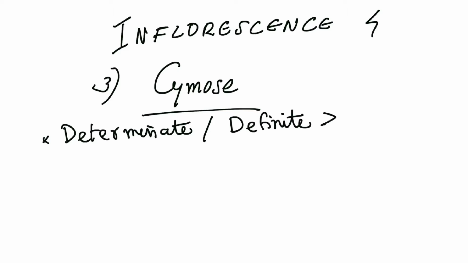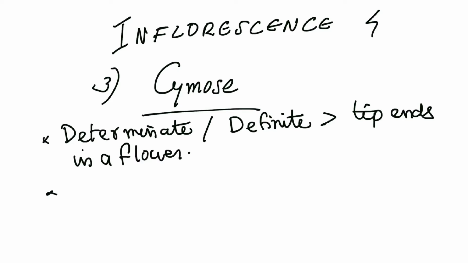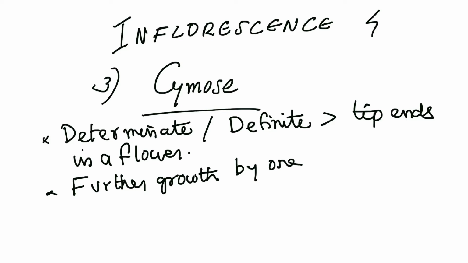Beginning with, it's a determinate or definite, in the sense that unlike the previous case, that is the racemose case, we have the tip ending in a flower, in the sense that there's no further development at the shoot tip. Once the flower is formed, no further development is seen at that part.